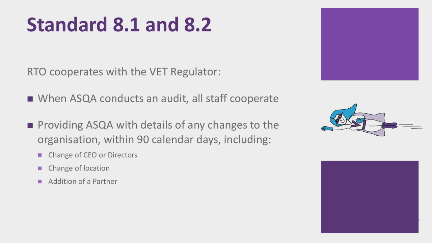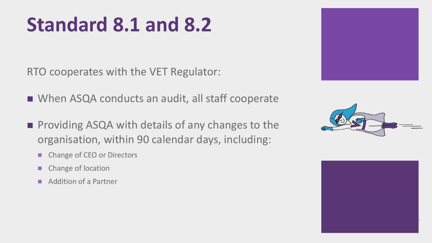Okay, standard 8.1 and 8.2. Basically, these standards just say that you will coordinate with the government and in the conduct of audits, completing all the required forms, doing the CEO stat deck. If there's any changes to your organisation, like you get a new venue, you start delivering overseas, you add a partner, you have a change of directors, standard 8.1 and 8.2 states that you must update ASQA of any of those changes. Now, you can update ASQA of those changes by going on to asqanet.gov.au, where you can do an update.